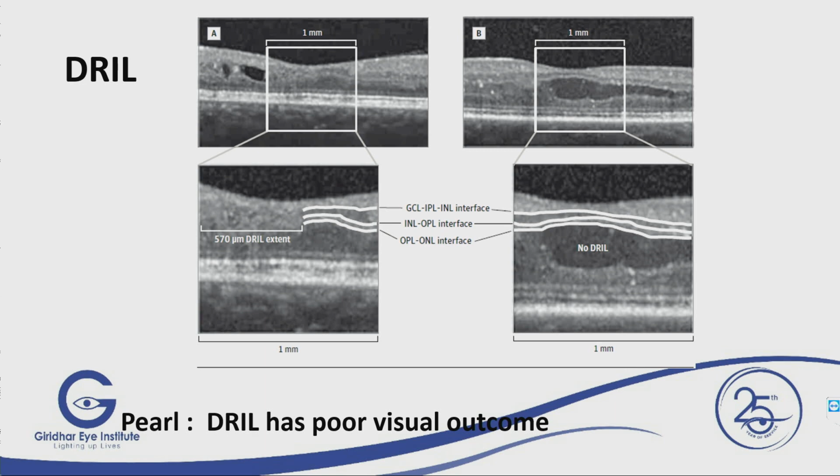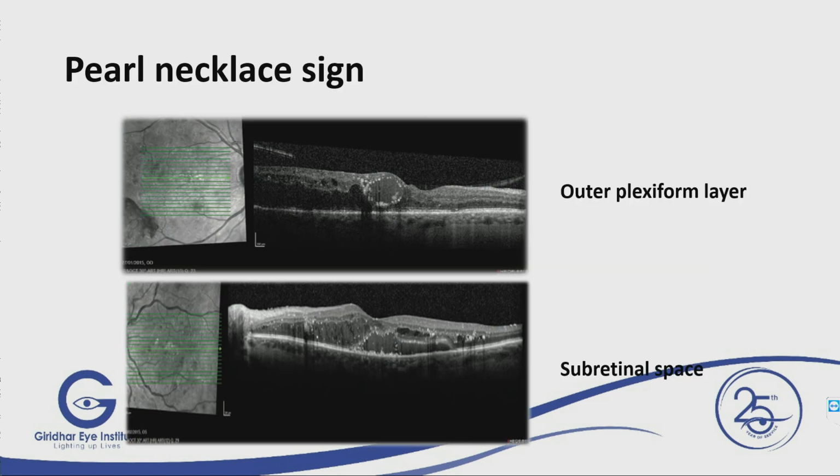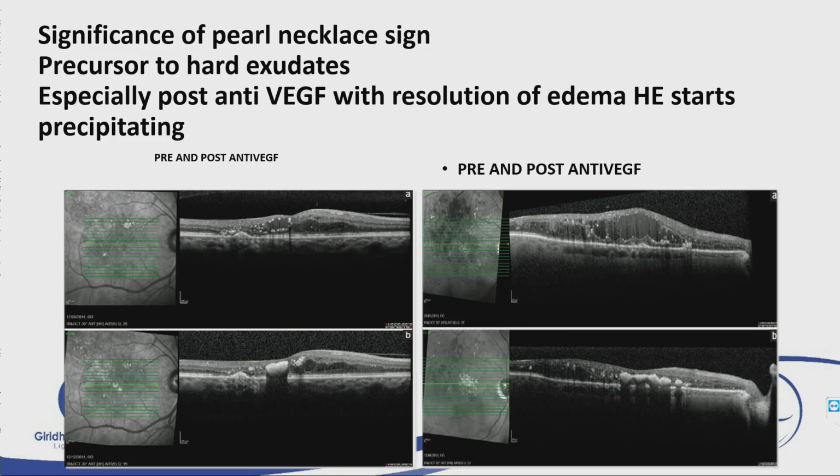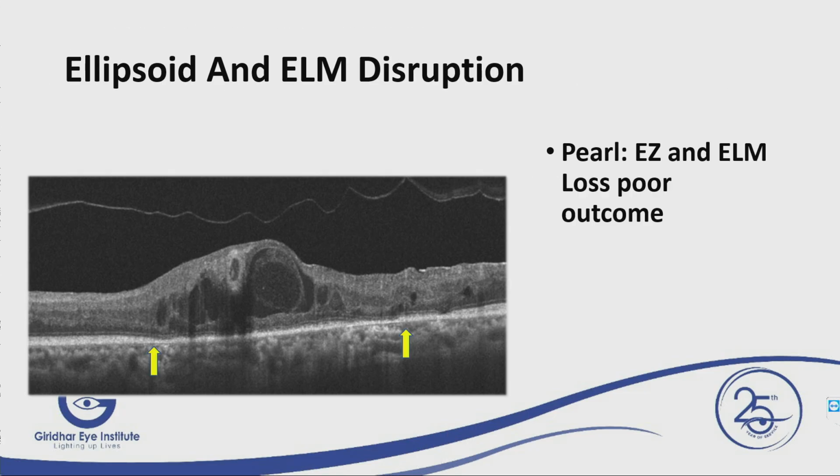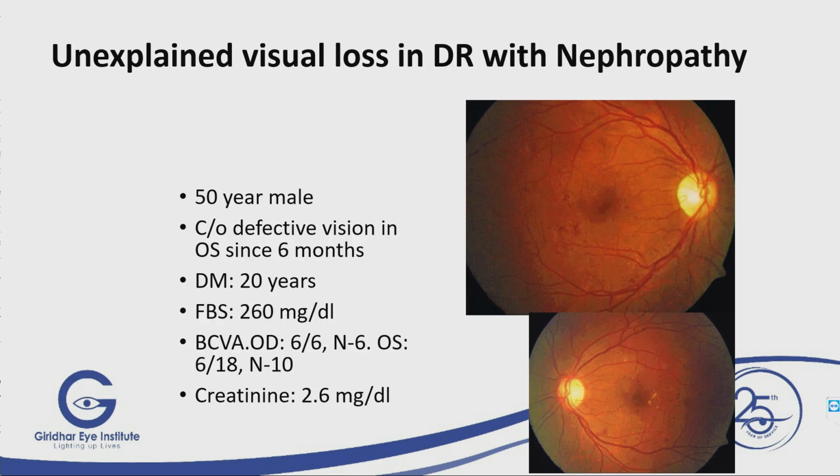Like that you have to look for the ELM and outer ellipsoid line. If that is also intact, the outcome is better. So these are some of the findings. And then when there is a lot of hard exudate, like the hyperreflective dots inside a cyst or subretinal space, there is a chance of clumping after your injection. So don't treat aggressively, treat slowly. Like this, it is pre-treatment, a lot of hyperreflective dots, it became clumped in the center. So that is an ellipsoid and ELM disruption. It gives a poor prognosis. And this is another case where OCTA is useful in DME.